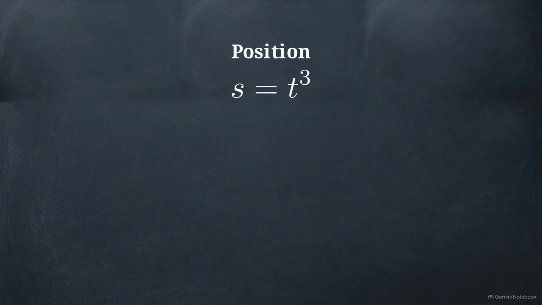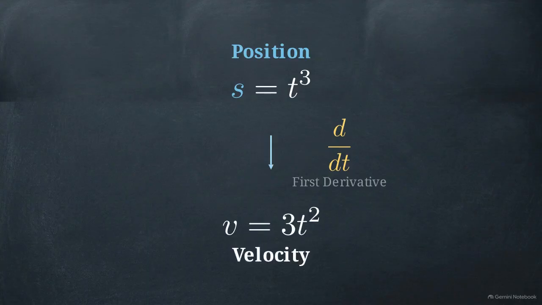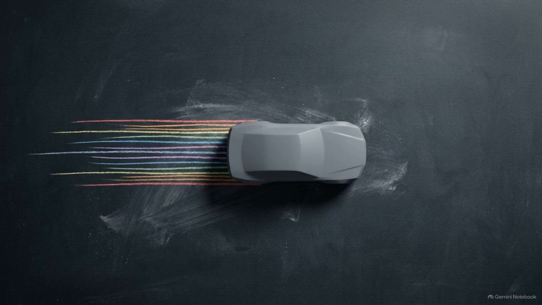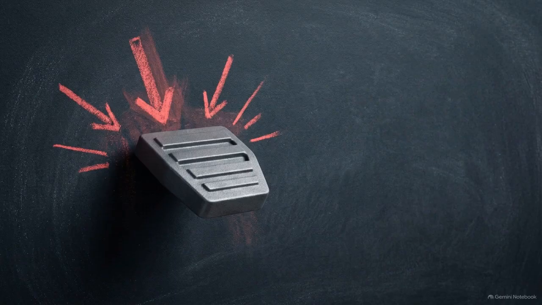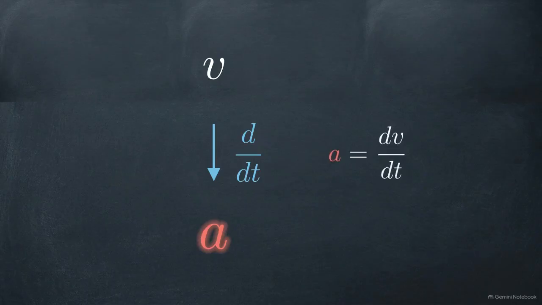This equation shows a car's position, s, as t cubed. To find its instantaneous speed at any moment, we take the first derivative, which gives us the velocity equation, v equals 3t squared. We have a formula for how fast the car is moving through space. But when a driver steps on the gas, the speed itself changes. To track that specific change, we need to look one level deeper.